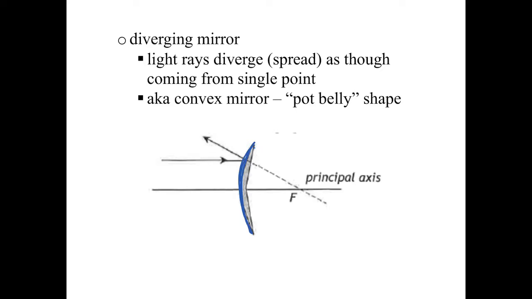So then people who are working there can see even more, just to discourage theft and things like that. Okay, so that's our convex mirror, and that is a diverging mirror.